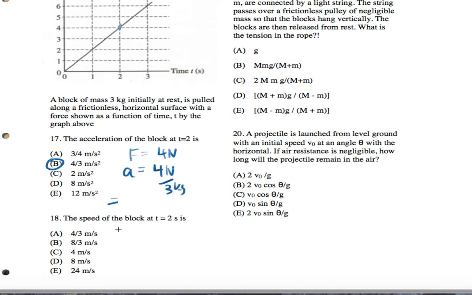So what we're going to do is this. We're going to go from the force. We're going to use that to get the acceleration. And then we're going to use that to get the speed by taking an antiderivative. So let's go ahead and do that.